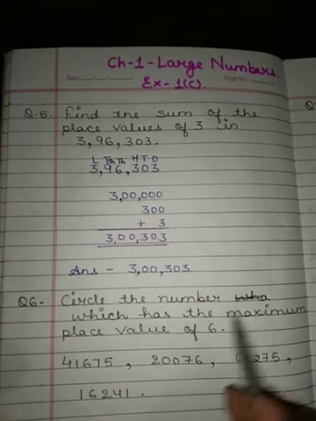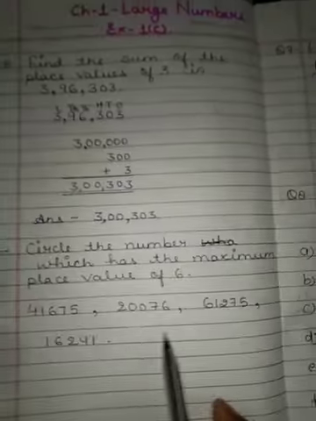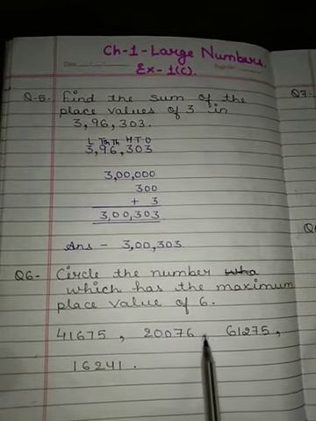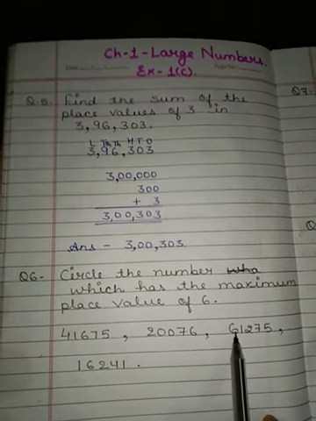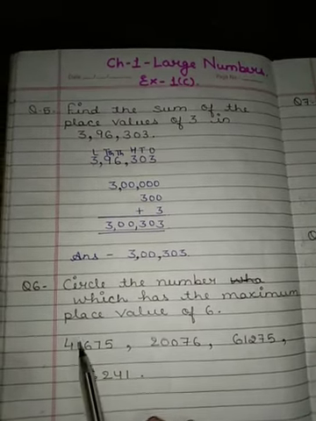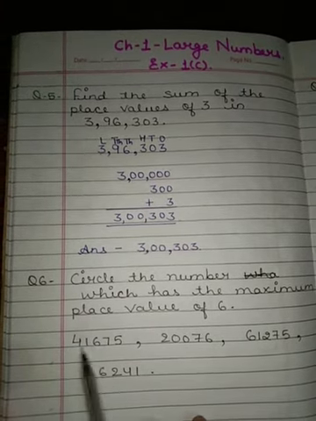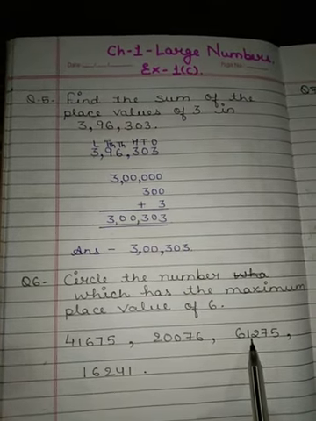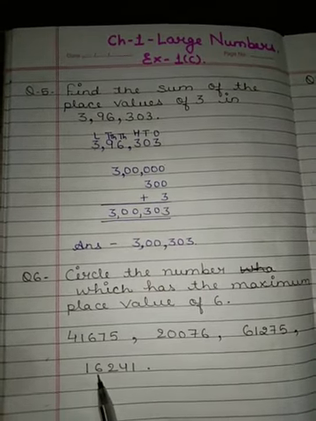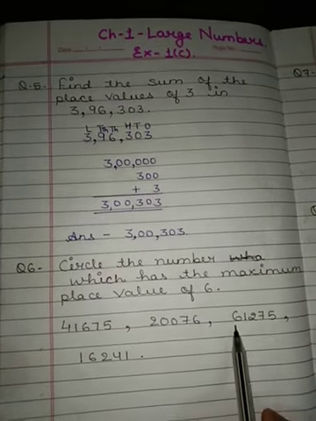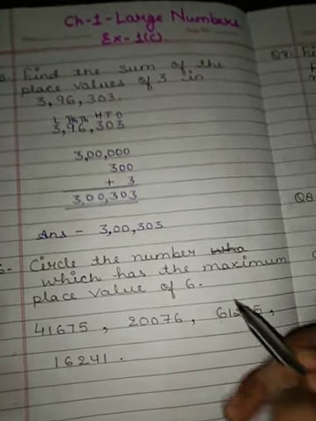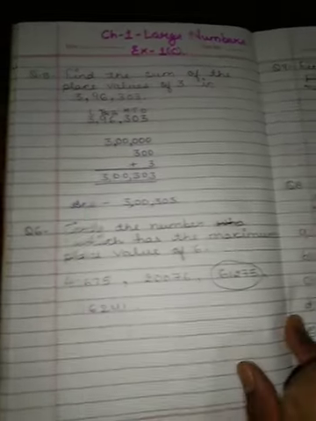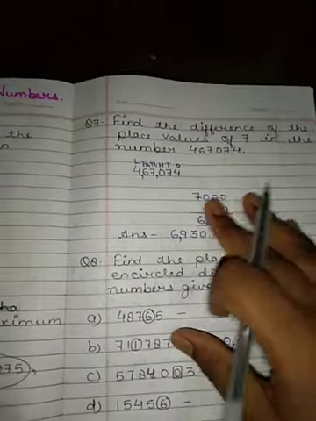Now, question number 6. Circle the number which has the maximum place value of 6. Means there are 4 numbers given. In these you have to circle the number which has the maximum place value of 6. You can see here, in this number 6 is at hundreds place, in this it is at ones, in this it is at 10,000, and in this 1,000. So, which one is greater? 10,000 is greater. So, we will circle this number. You can circle it with a blue pen also. Clear?